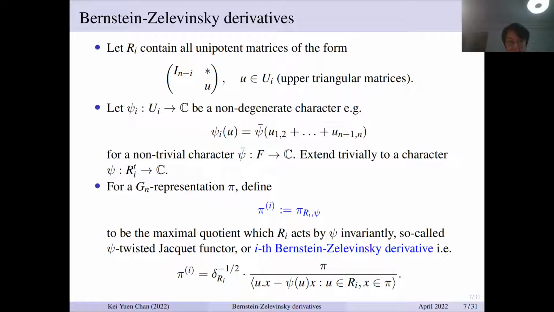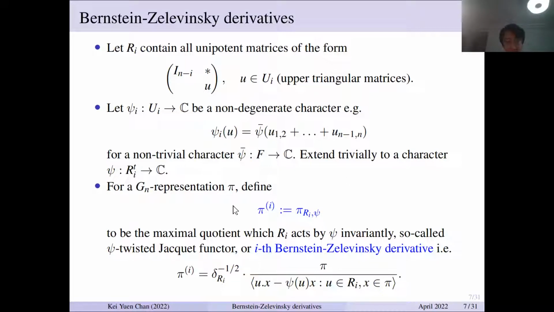U is some kind of upper triangular matrices, and ψ reflects some non-degenerate characters on U_i. So you have the upper triangular ones, and you sum up those subdiagonal entries u_{1,2} plus up to u_{n-1,n}. And ψ-bar is some kind of non-trivial character here, and then we just extend it trivially to those R_i. So there is no transfer here.